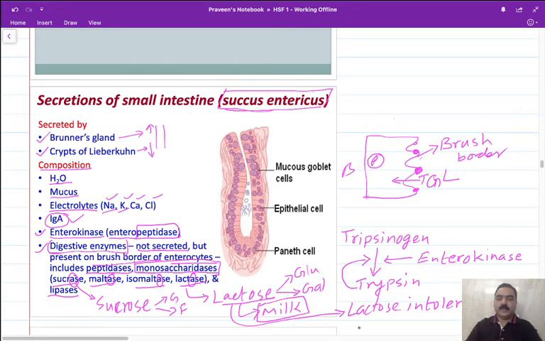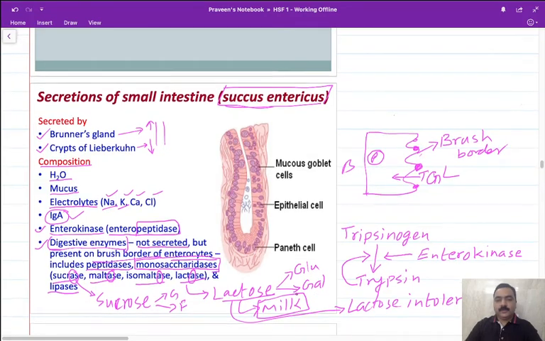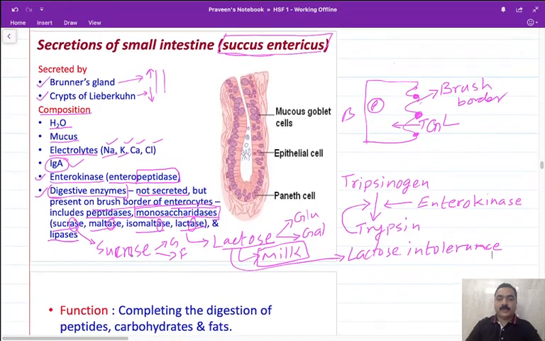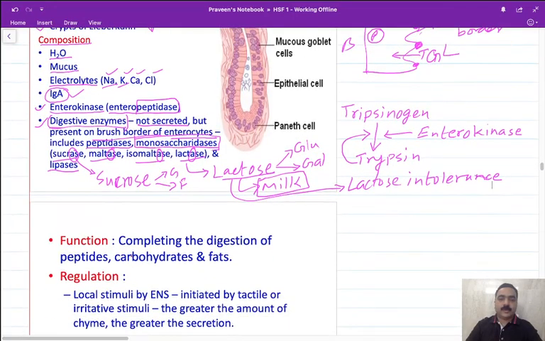The lactose-containing food is avoided by the patient. So milk and milk products have to be avoided in those scenarios. Important point for your exam also. The lactose intolerance, you normally get questions on that.